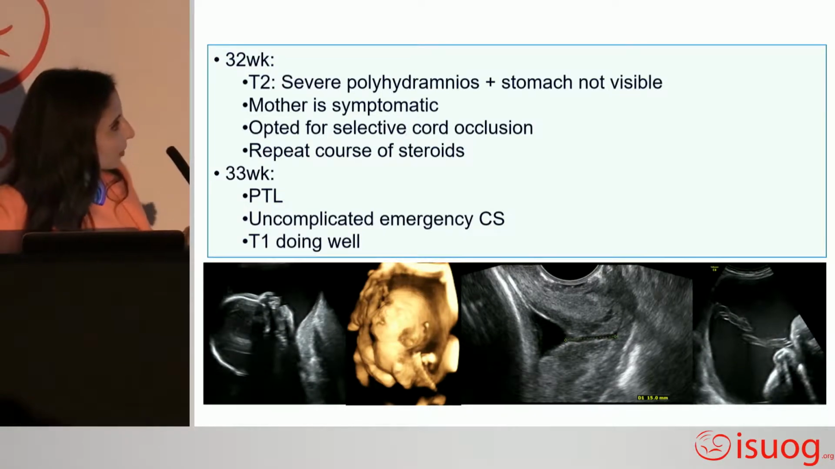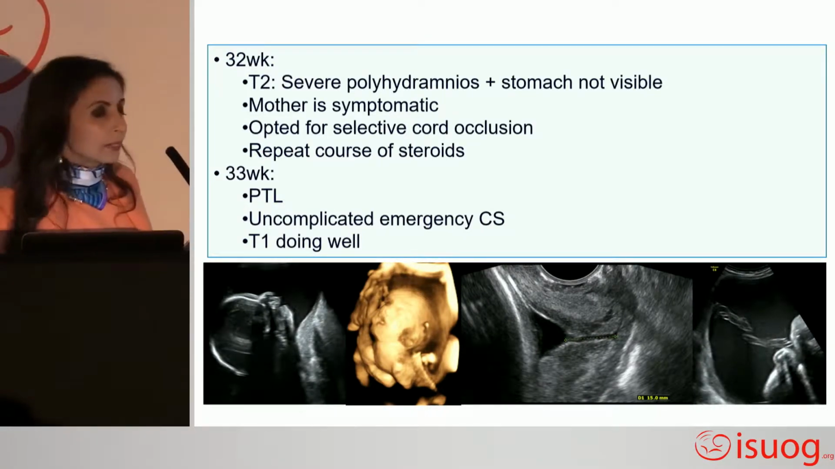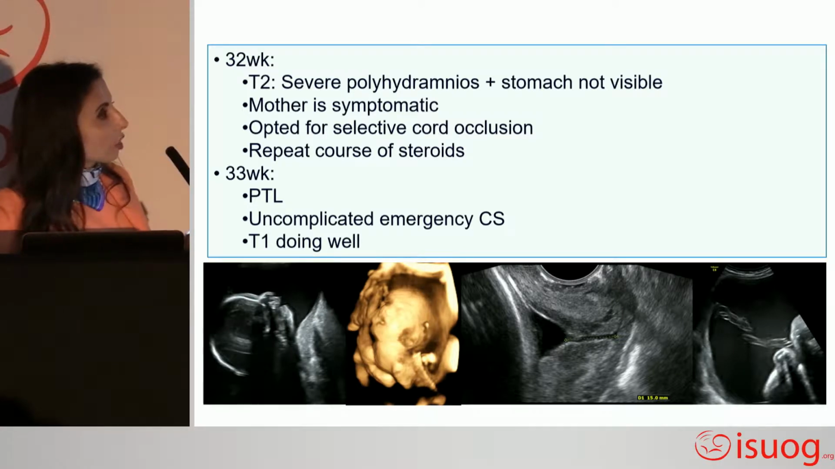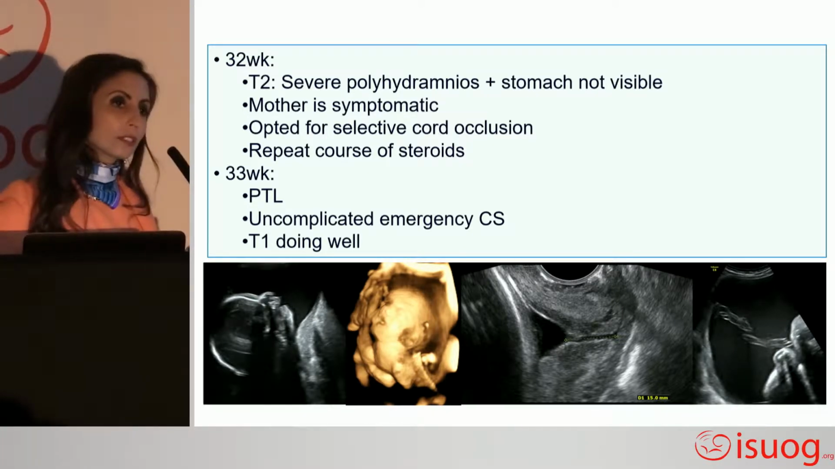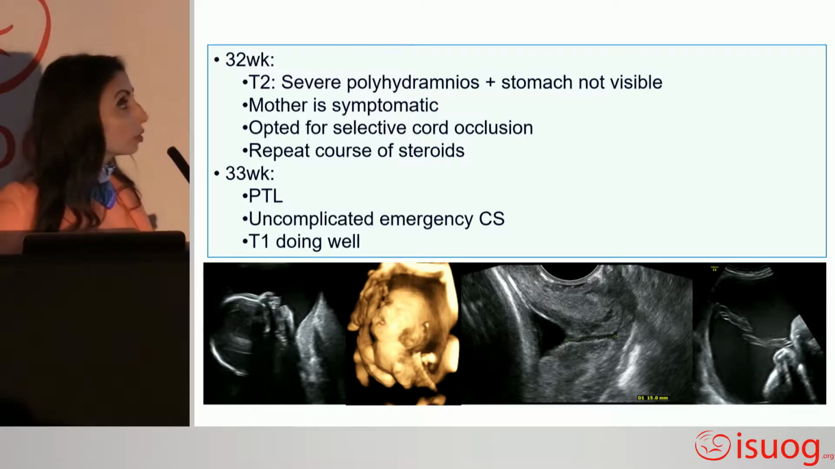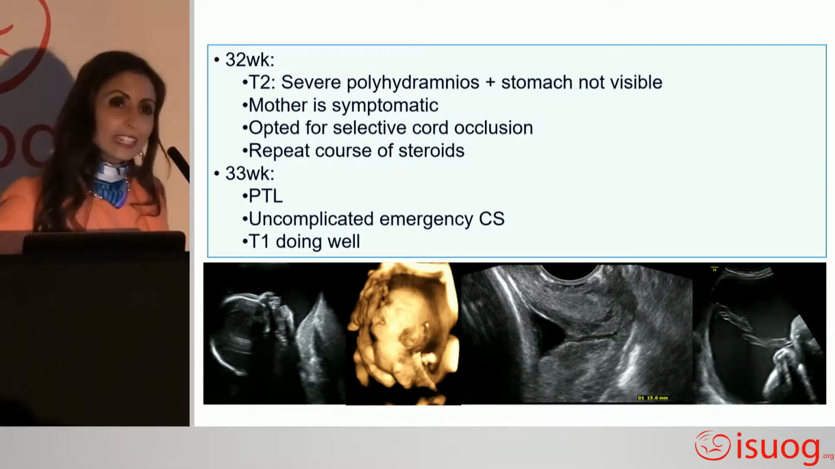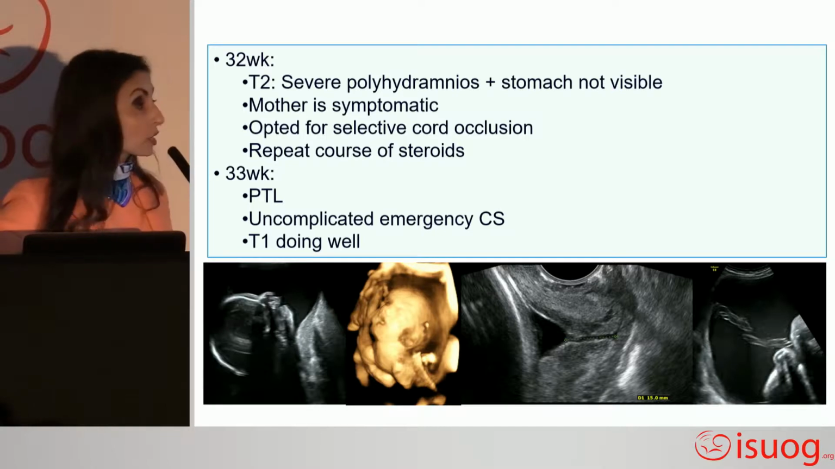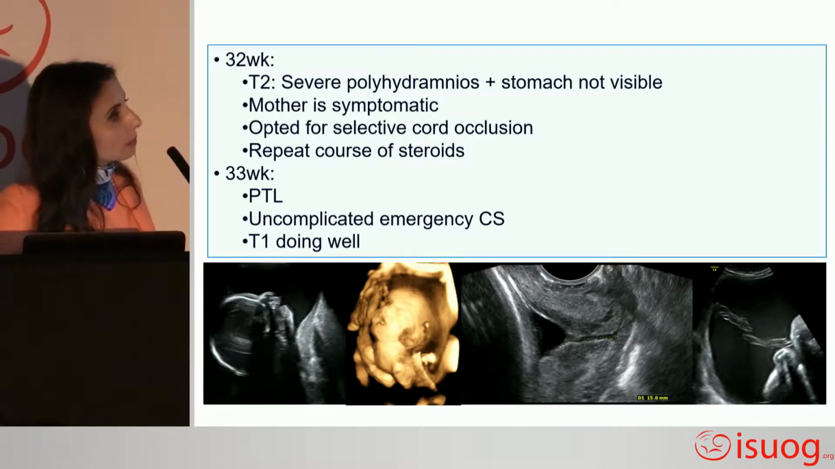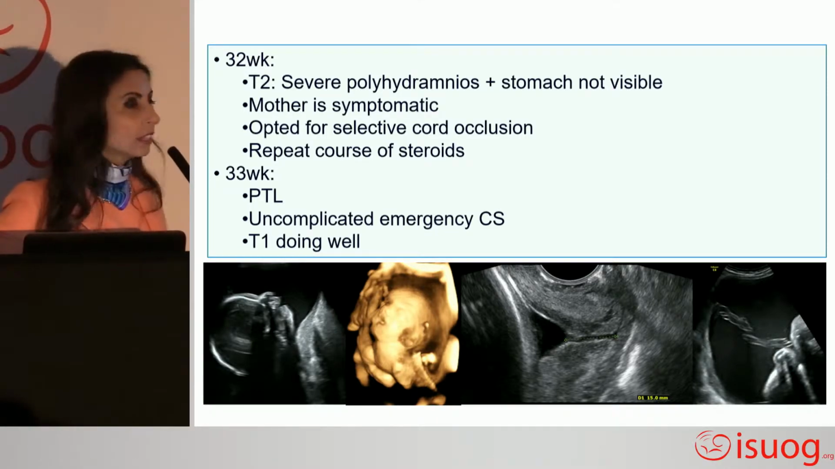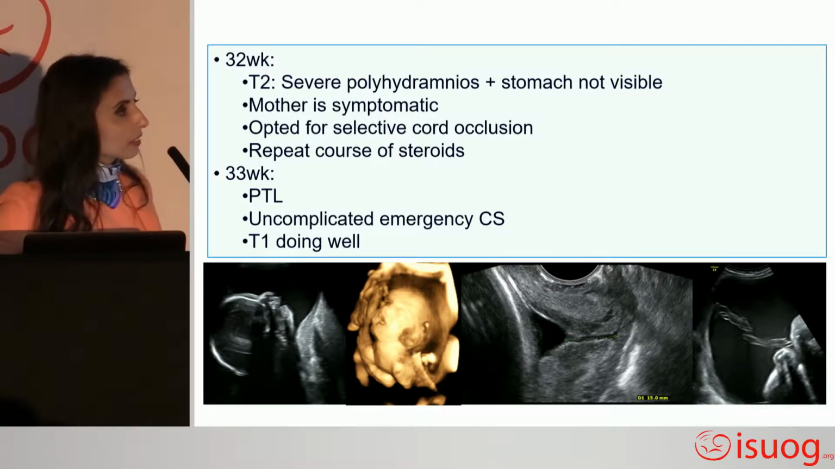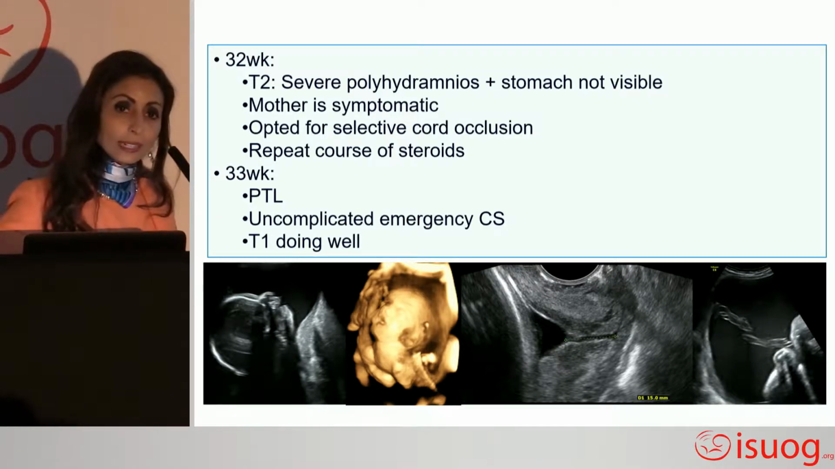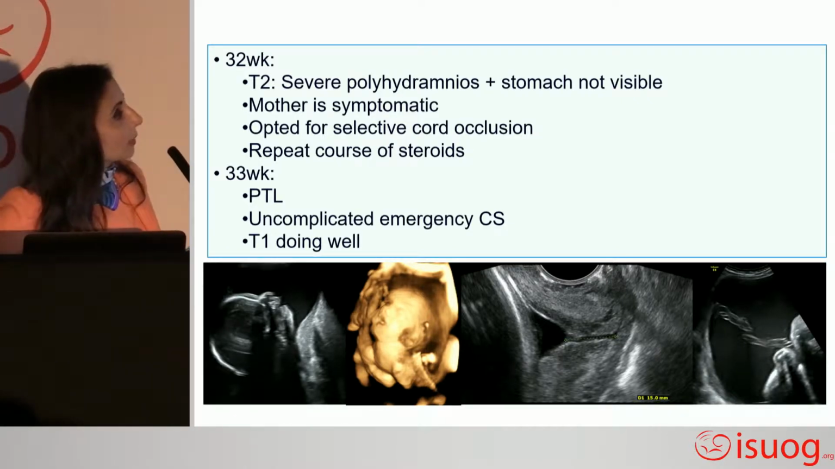Anyway, so she came back at 32 weeks with severe polyhydramnios, symptomatic, and the stomach obviously was not seen. And therefore, she decided at this point to go for selective cord occlusion. And in fact, technically, it was relatively straightforward because you see, this is the baby that had polyhydramnios, yes? And you see the cord insertion there, and therefore it was really quite technically straightforward and easy. This was her cervical length, so we're monitoring her. That was 15 millimeters at that point.